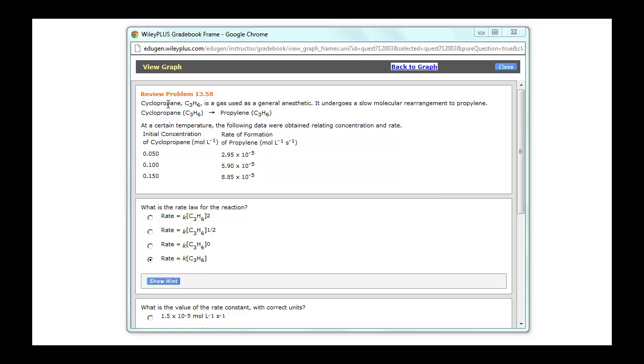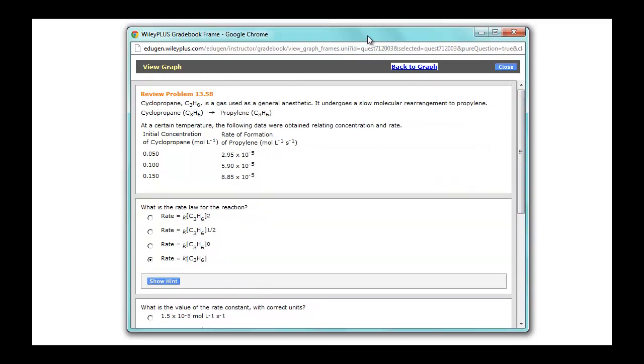So the first one is problem 13.58, which is: cyclopropane, C3H6, is a gas used as a general anesthetic and undergoes a slow molecular rearrangement to propylene. So you have cyclopropane goes to propylene. And then at a certain temperature, the following data were obtained. They have initial concentrations versus the rate of formation. And there are two questions. One is, what is the rate law for the reaction? And then, what is the rate constant?